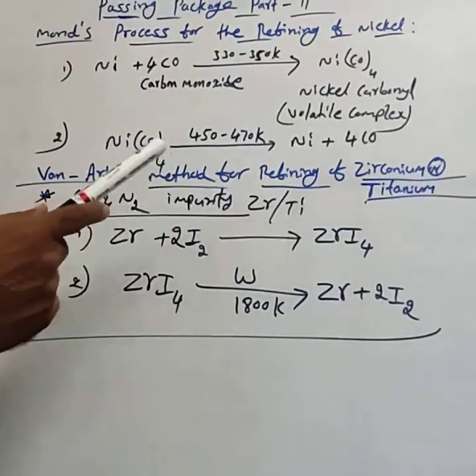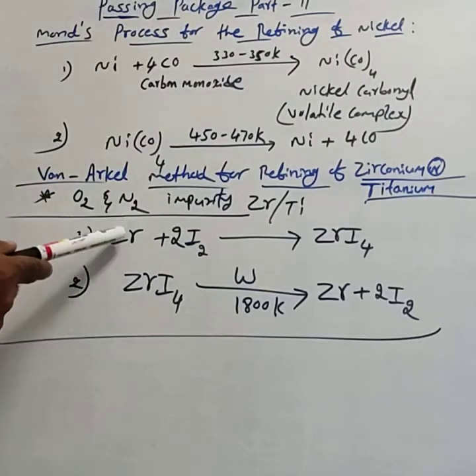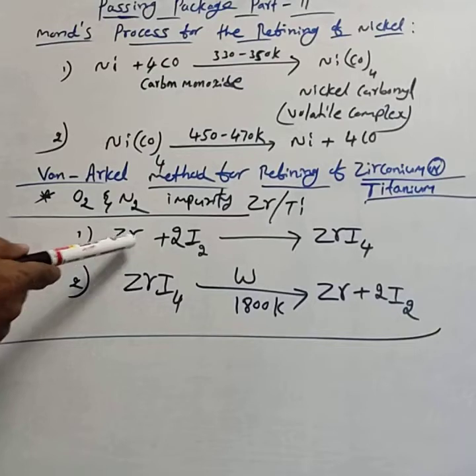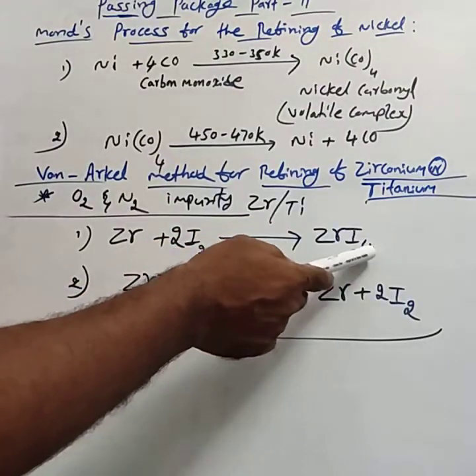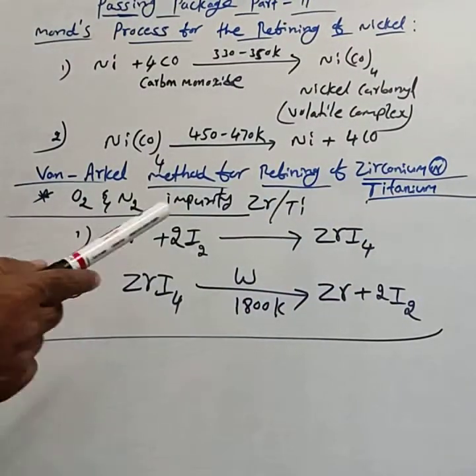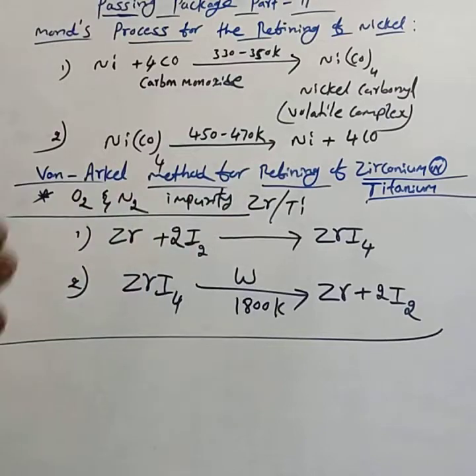Zirconium or titanium mainly contains oxygen and nitrogen as impurity. To remove these impurities, the crude zirconium or titanium metal is heated in an evacuated vessel with iodine to form zirconium tetraiodide, ZrI4. Then the second step is that zirconium tetraiodide decomposes over a tungsten filament heated to 1800 Kelvin to give pure zirconium. Practice these two steps, the Van Arkel method and Mond's process. They ask either Mond's process or Van Arkel process for 2 marks. You practice as it is. You copy this, you get 2 marks for each refining process.